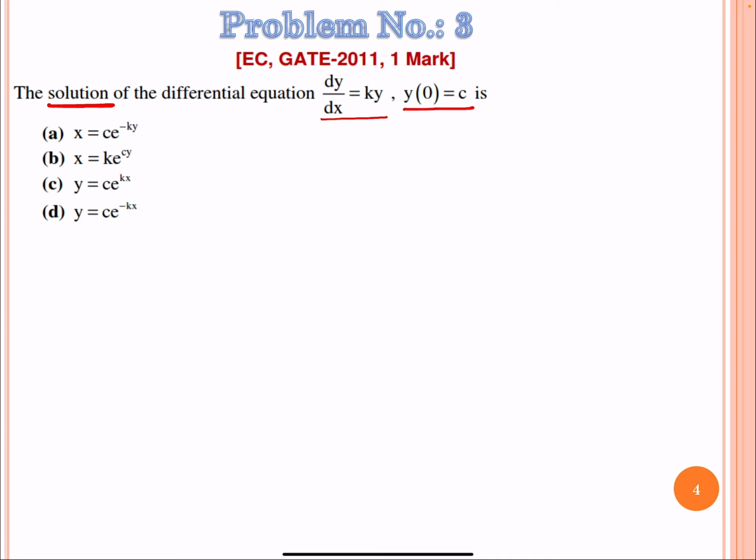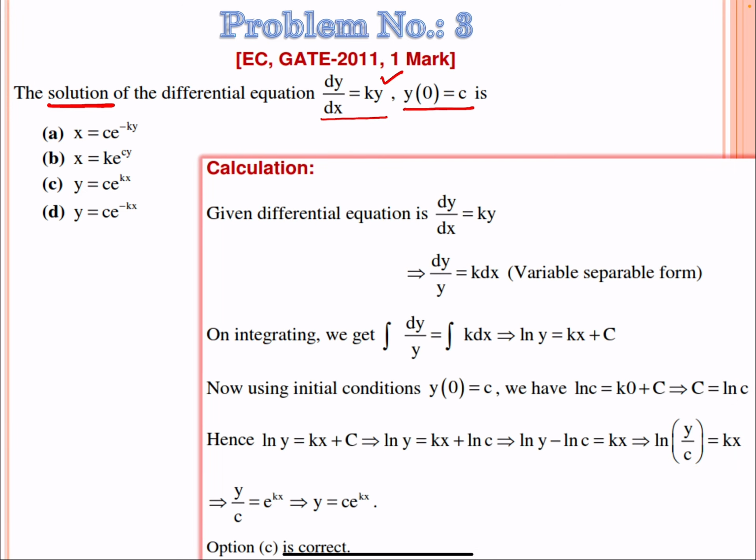Okay, so with the help of this initial condition, we can evaluate the value of the constant, right? So we have been given this ordinary differential equation of first order and first degree, right? So again, the same method we can follow: separate the variables y and dy on one side and x and dx on the other side. So it becomes a variable separable form. So on integrating, we obtain integral dy over y is equal to integral k dx, right? This implies log y is equal to kx plus c. Okay, so this c is the constant of integration and the value of this c can be evaluated by this initial condition, meaning y(0) is equal to c.